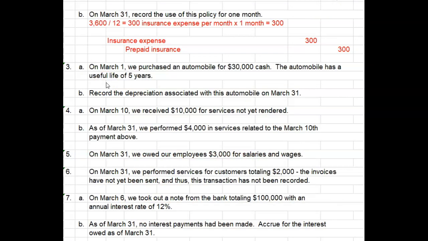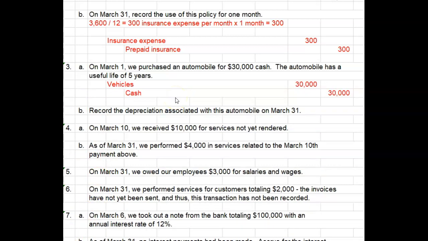On March 1st, we purchased an automobile for $30,000 cash. The automobile has a useful life of 5 years. Record the journal entry required for this business transaction. There are a variety of asset account titles we could have used. We could have used automobiles. I chose to use vehicles. On the exam, you will have a chart of accounts, so you don't have to make up account titles.